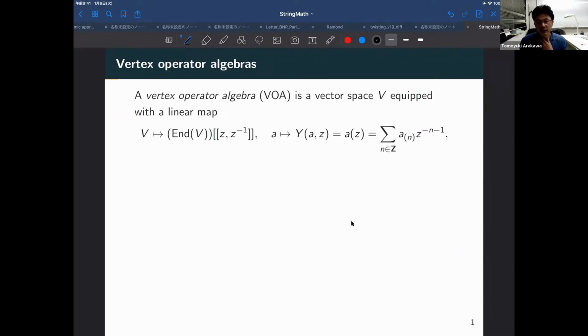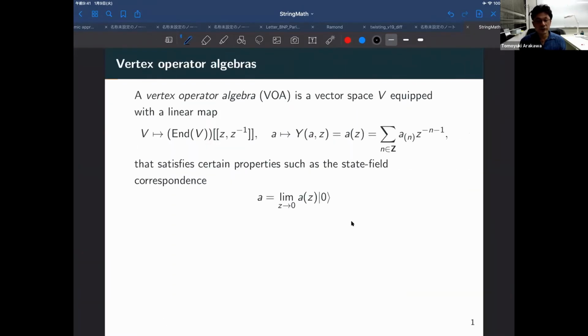And it's a vector space equipped with a linear map. So I write the field corresponding to A by A(z) or A(z). It's not important, but I use slightly different notations from physicists. So this has to satisfy certain properties such as the state-field correspondence. So we recover an element of V by taking this limit. So we can identify the vector space V as the image of this map.